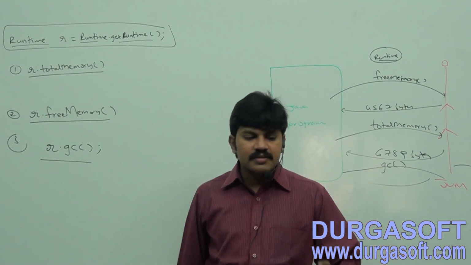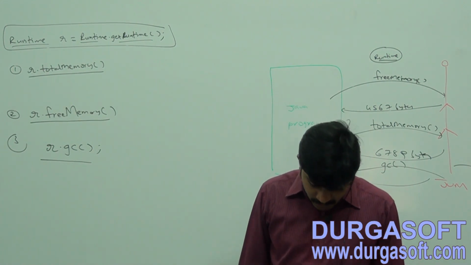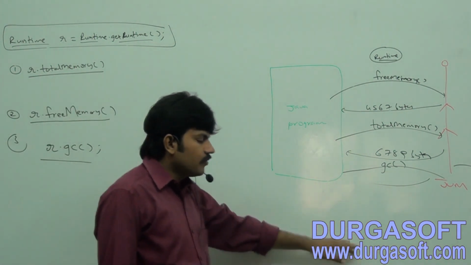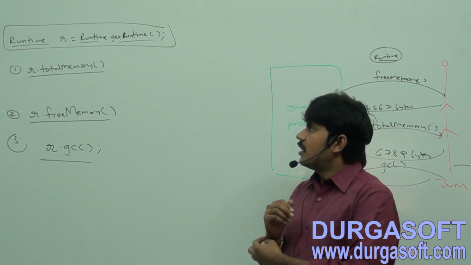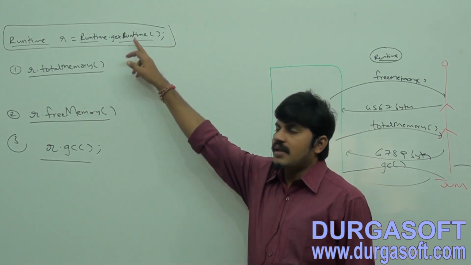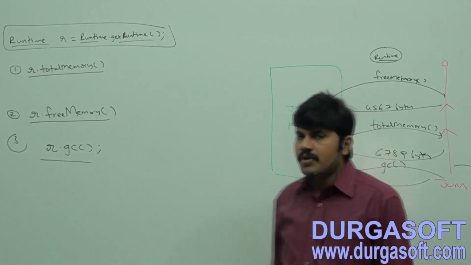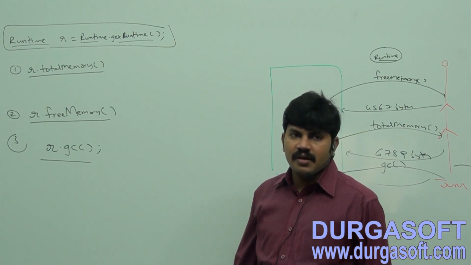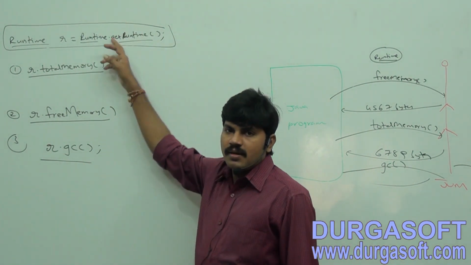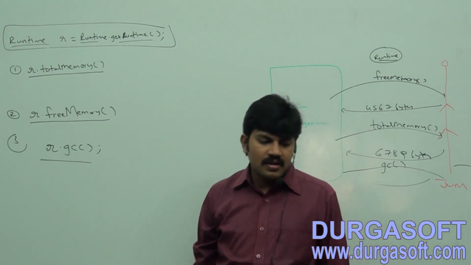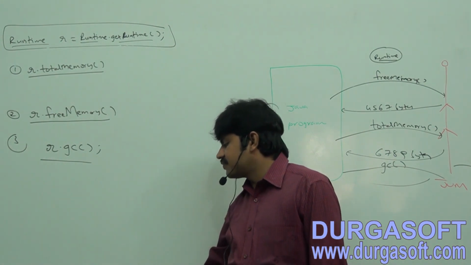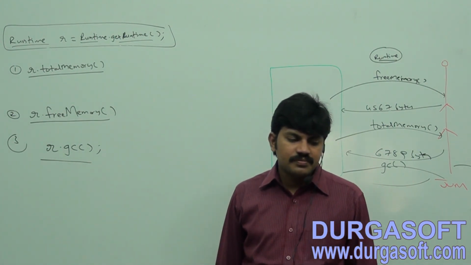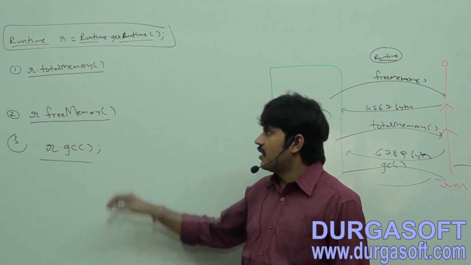Next, we can create the Runtime object by using the Runtime.getRuntime() method. Take only this first one: Runtime r is equal to Runtime.getRuntime(). Better to take it within a box and highlight it.